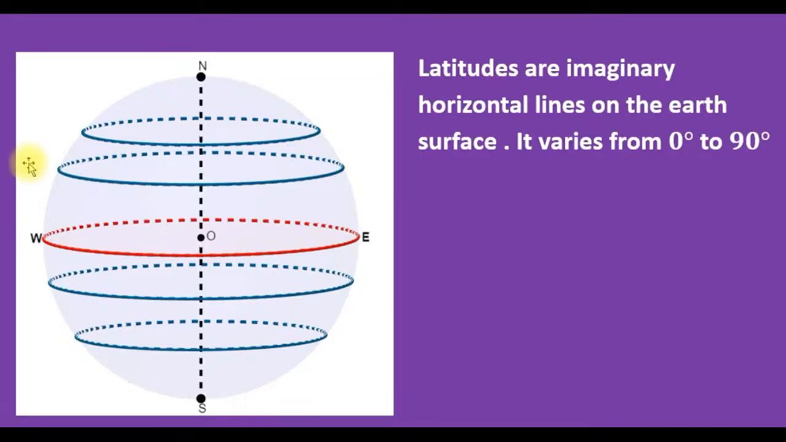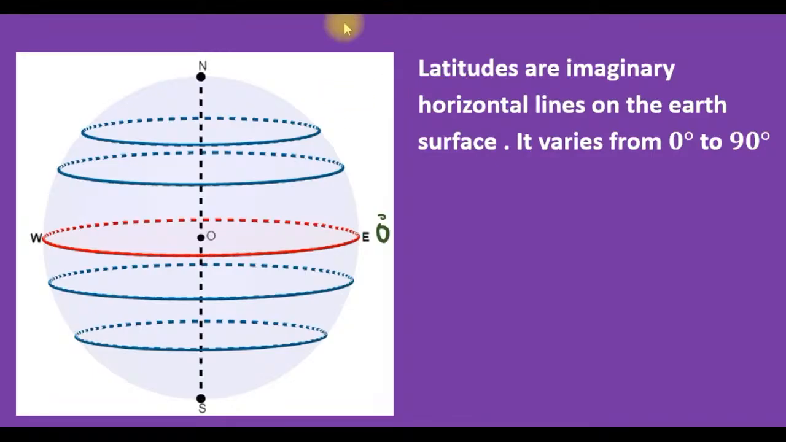Latitudes are imaginary lines on the Earth's surface. They vary from 0 to 90. As you can see on the globe, these are the poles, north, south, east, and west. The lines that run from 0 to 90 up and down are called the latitudes. The one in red is called the equator.